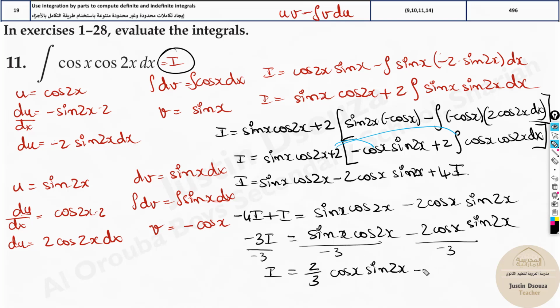Now what about over here? It'll be minus 1/3 sine x cos 2x. Or you can just leave it like this as well. This is the answer, I've just rearranged it. So that is supposed to be the answer.